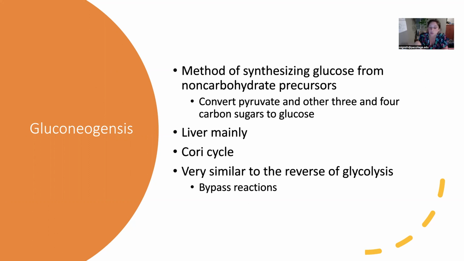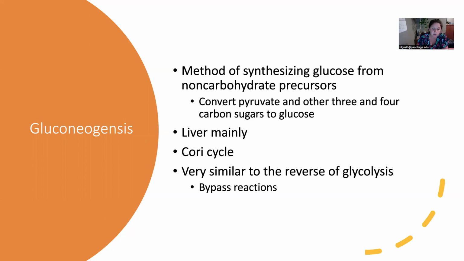So when your glycogen stores are depleted, your body needs a different way to get glucose. And the way that it does this is through gluconeogenesis. So it's converting pyruvate and other 3 or 4 carbon sugars into glucose. This is done mainly in the liver, but could also take place in the renal cortex and epithelial cells.